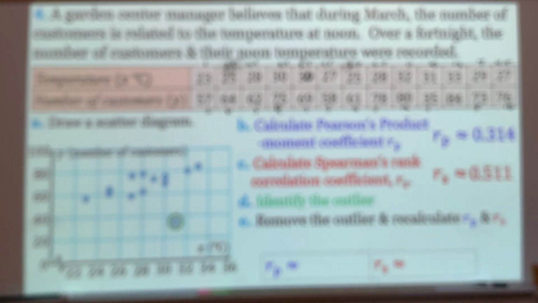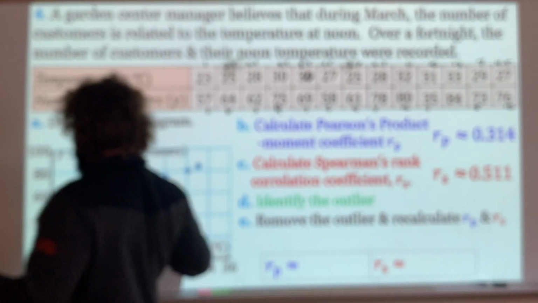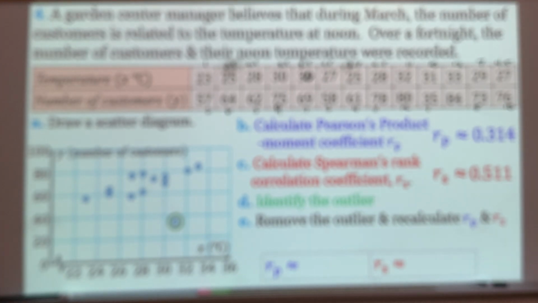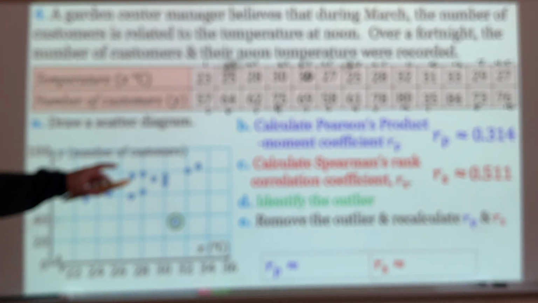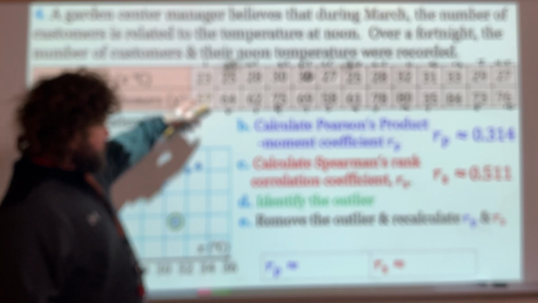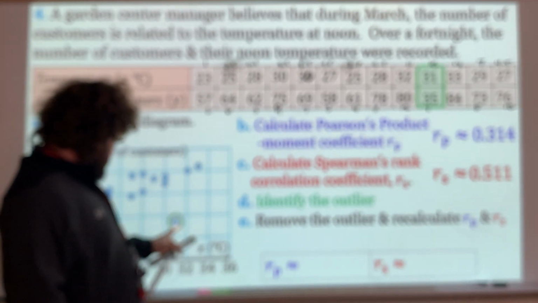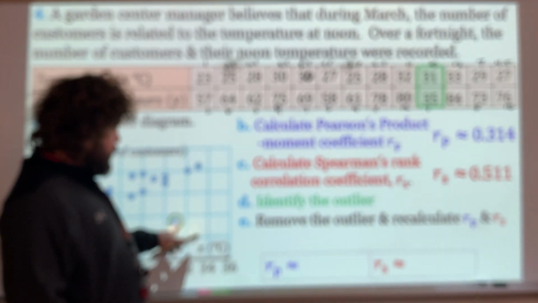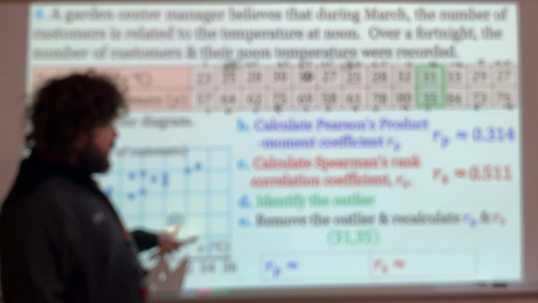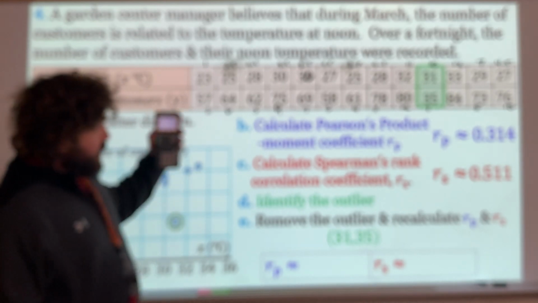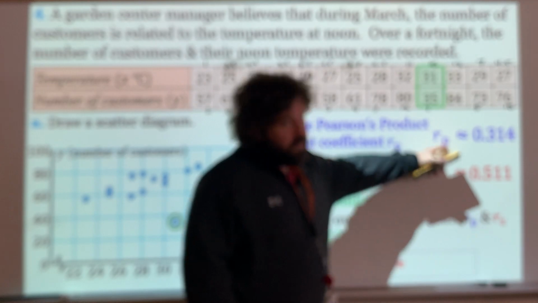Our outlier is down here. So what I want to do is remove that outlier from here and then recalculate. Since our outlier is this point, which is about 31, 35, I'm going to take that out and then recalculate my RP.